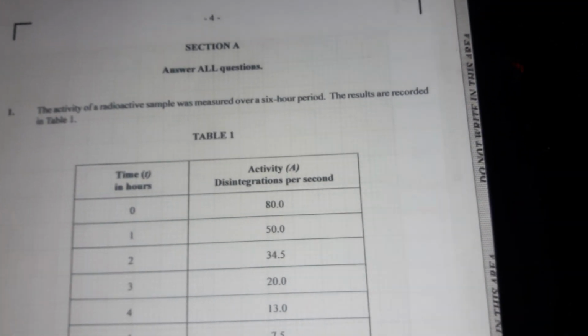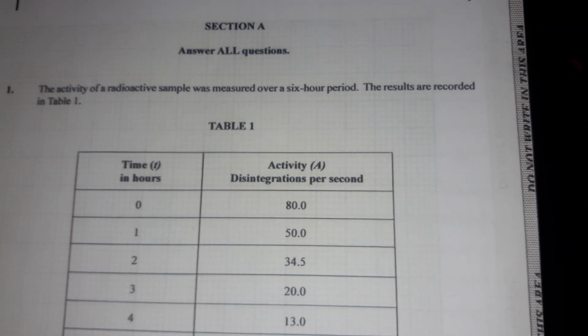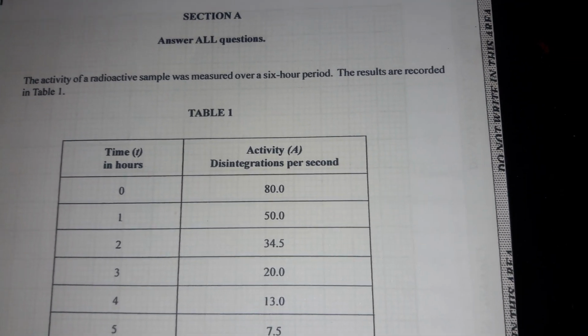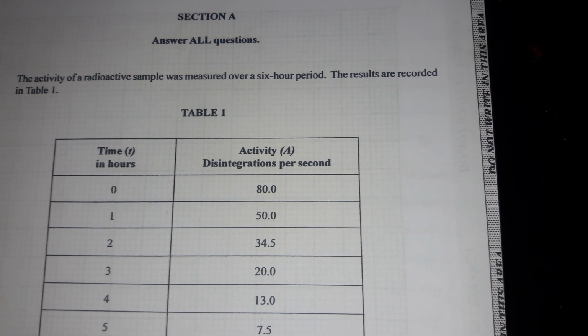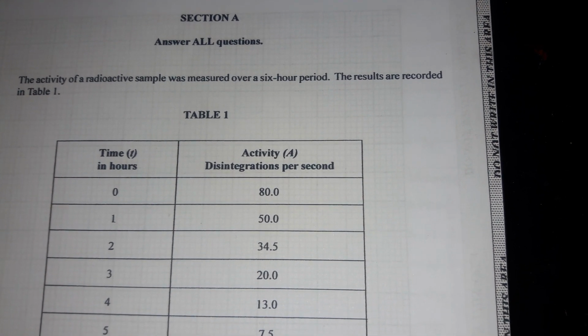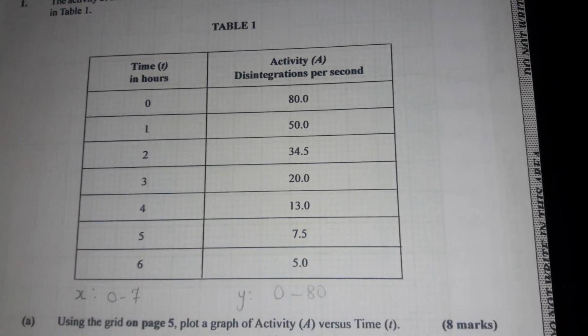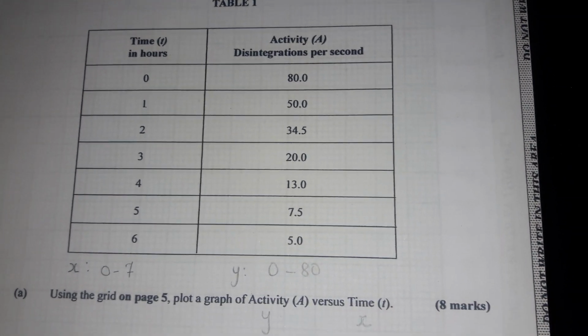Okay, so we're going to be doing paper 2 for the year 2016, starting off with question 1, for June 2016. The activity of a radioactive sample is measured over a 6-hour period. The results are recorded in the table. So here's the table below.